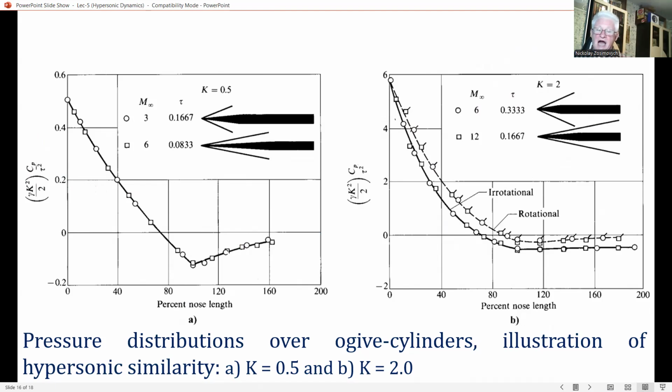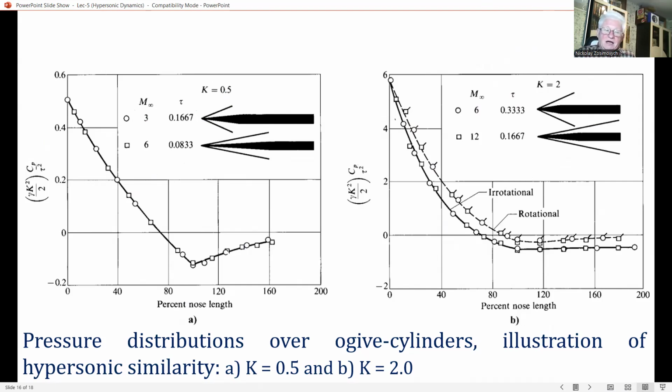Two sets of data are presented, each for a different M infinity, 3 and 6 in our case, and tau. And we have two different tau, but such that the product K equals M infinity tau is the same value, namely here we have 4.5. The data are exact calculations made by the method of characteristics.